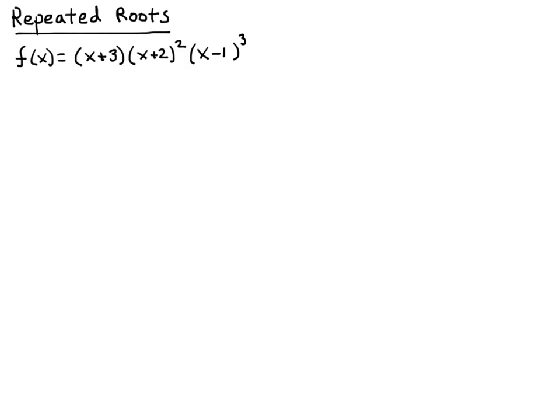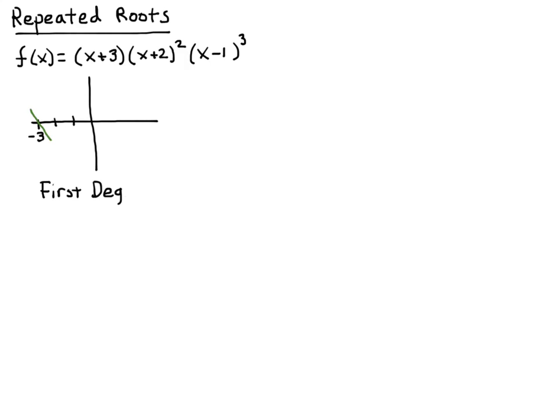Let's say I have this function that has first, second, and third degree terms in there. So the roots here are easy enough to determine. It's -3, -2, and 1. But you have these powers in here, and the question is, what happens with the power then?